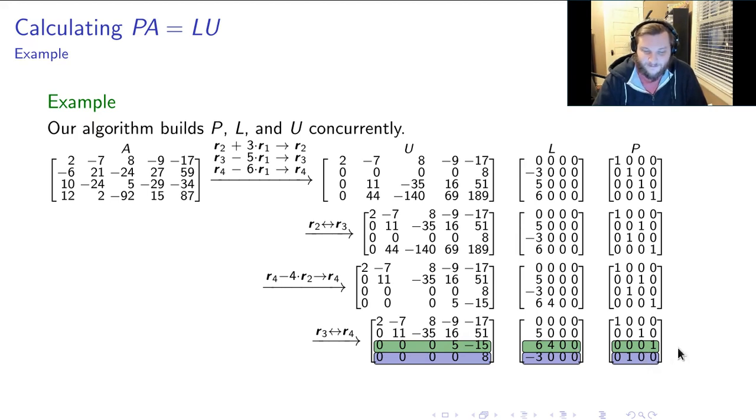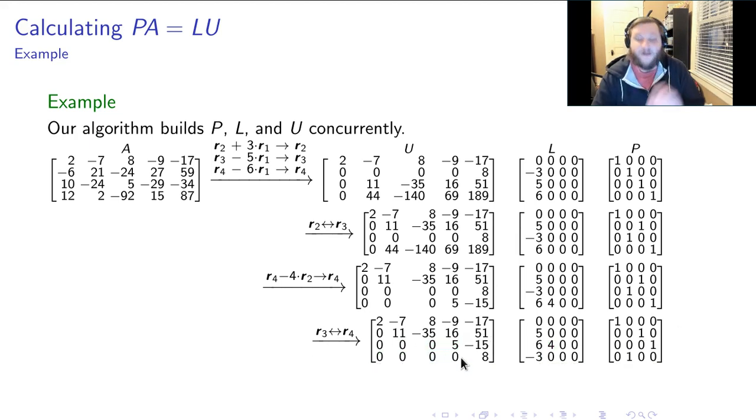And now if we look at U, we find that U is in row echelon form, but not reduced row echelon form. That's what we were looking for. So U now is in row echelon form. In particular, we can see that the rank here is 1, 2, 3, 4. So evidently A had rank 4.